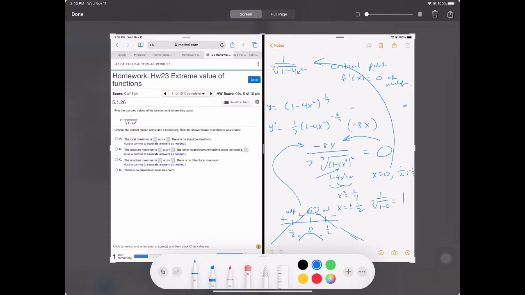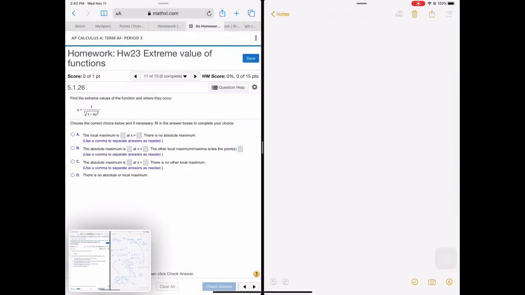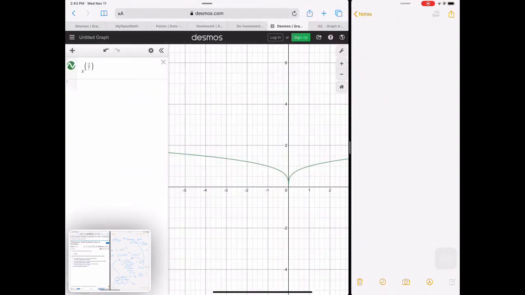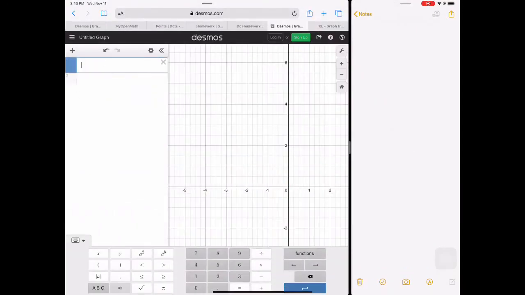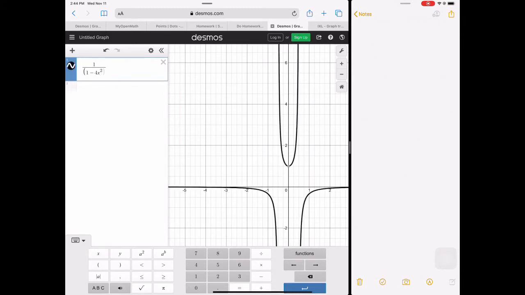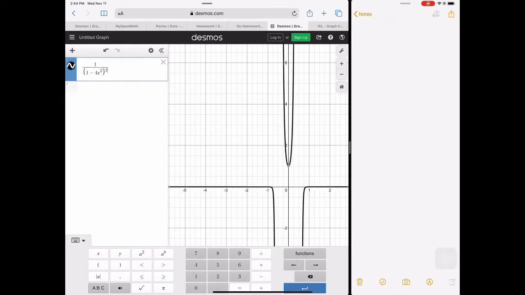So let's actually go and check this out. This is actually going to be a true thing. Let's go to Desmos. I'm going to graph the graph. 1 divided by, we'll do a parentheses, 1 minus 4x squared. I think that's what it was. Close, and we're going to take it to the exponent of 7.